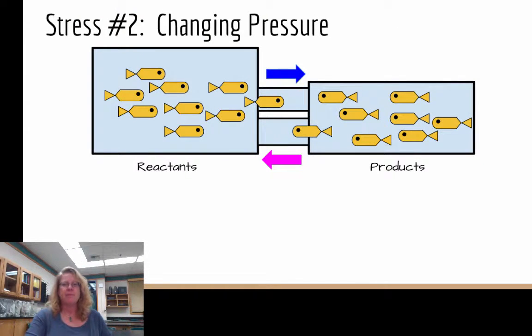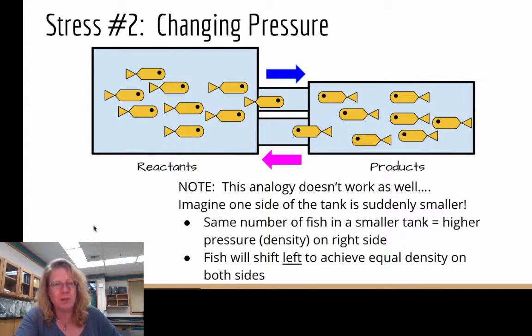All right. Stretch number 2, changing pressure. A little bit different than what we did before, but a similar sort of idea. Imagine that I'm changing the size of my fish tank instead. So this is how I'm going to change my pressure here. This example doesn't work as well, but you can imagine what's going to happen. You can't really change the size of the tanks very easily, but imagine that if I had these happy fish at equilibrium and the right side tank all of a sudden got to be half size, just shrunk without changing the fish. All of a sudden now those fish over on the right are more concentrated.